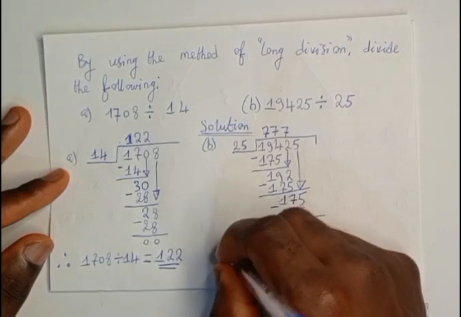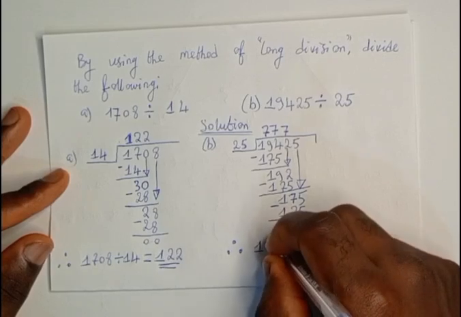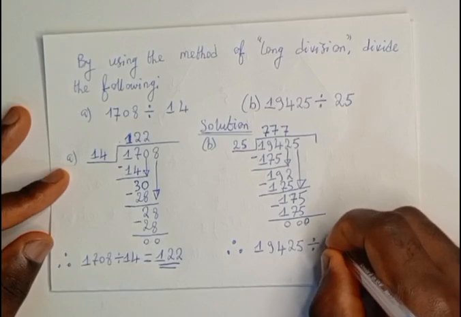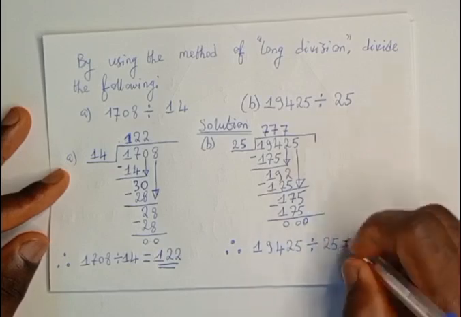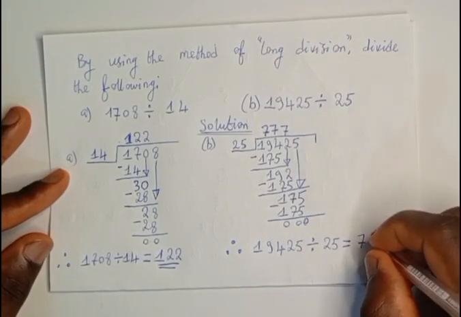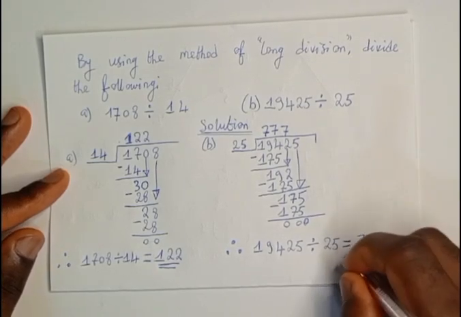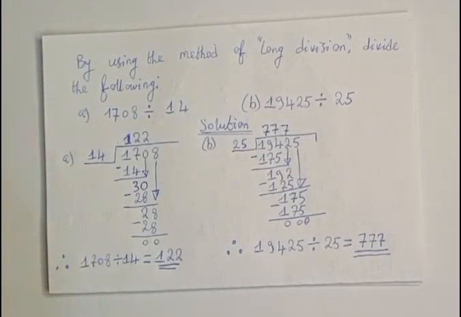We conclude therefore 19,425 divided by 25 is simply equal to, we are going to copy the number above, which is the quotient, is equal to 777. We underline the answer. Answer is 777. This is how we divide any two numbers by making use of the method of long division.